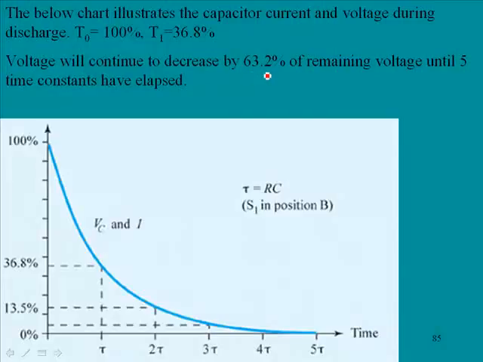You'll notice here during time constant 1, the voltage will decrease by 63.2% of its value. Notice that up here we're saying time 0 is at 100%. It begins to discharge. At time 1, it's down to 36.8%. It will continue to decrease by 63.2% of the remaining voltage until the 5 time constants have elapsed. So this is the same relationship as we saw in charging, only now the voltage and current are deteriorating, in relationship to the same time constants that it charged by.